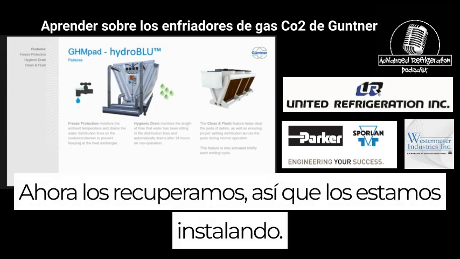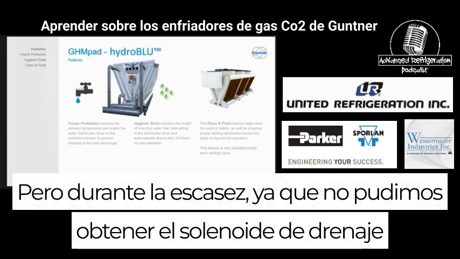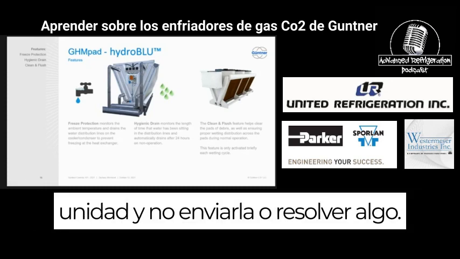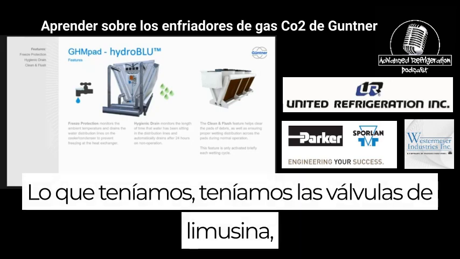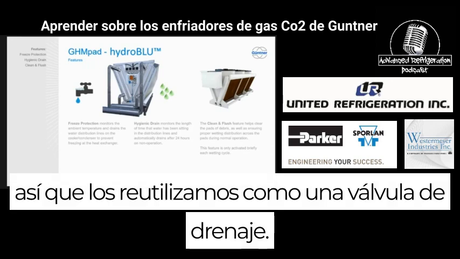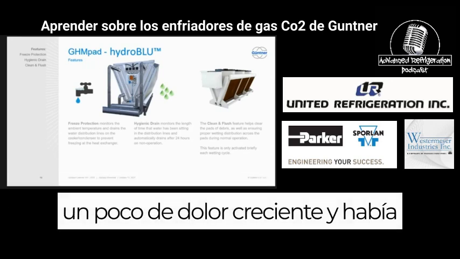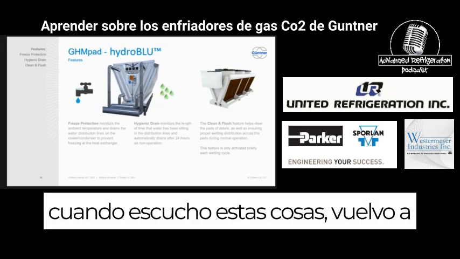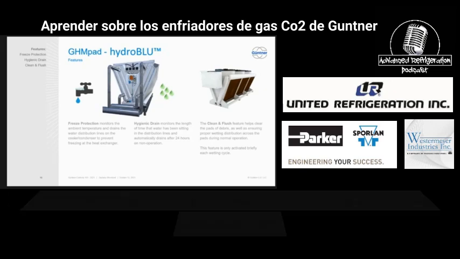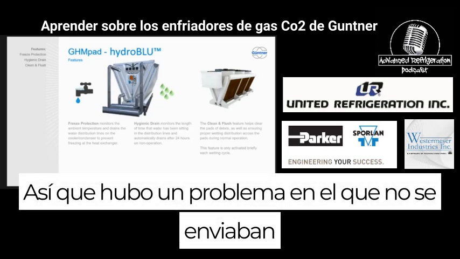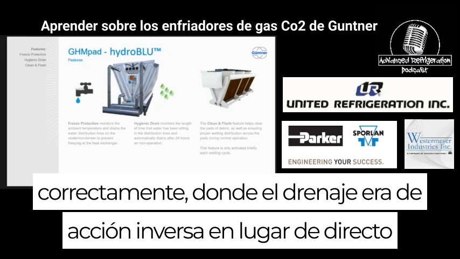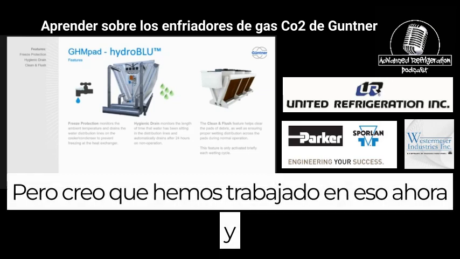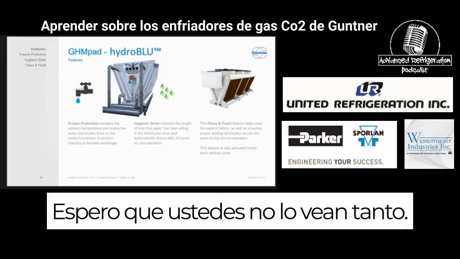And now we got them back, so we're installing them. But during the shortage, since we couldn't get the drain solenoid, it was either hold up the unit and not ship it out or figure something out. We had Belimo valves, so we repurposed them as a drain valve. Because of that, we had a little bit of a growing pain and there were some times where they weren't set up properly. Like I said earlier, when I hear these things, I go back to the factory and we work on it to fix it. There was a problem where they weren't being shipped properly, where the drain was reverse acting instead of direct acting, and it was causing a whole lot of problems where it was draining when it shouldn't. But I think we've worked through that now, and hopefully you guys don't see that as much.